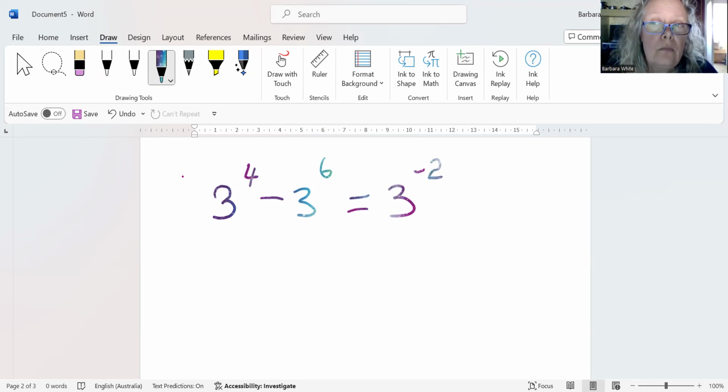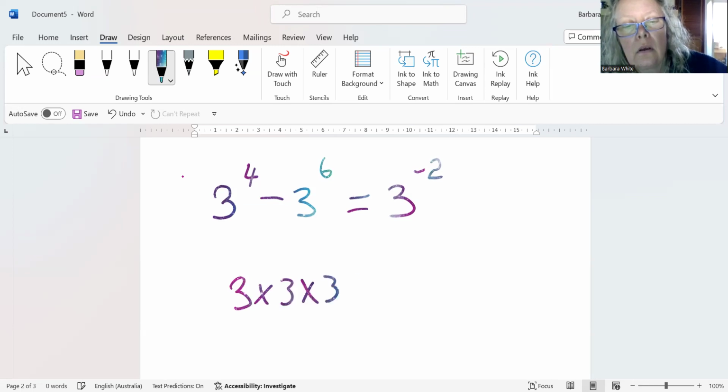Well, let's look at it. Let's expand it out and see if we can figure out what it means. So we've got 3 to the power of 4 divided by 3 to the power of 6.